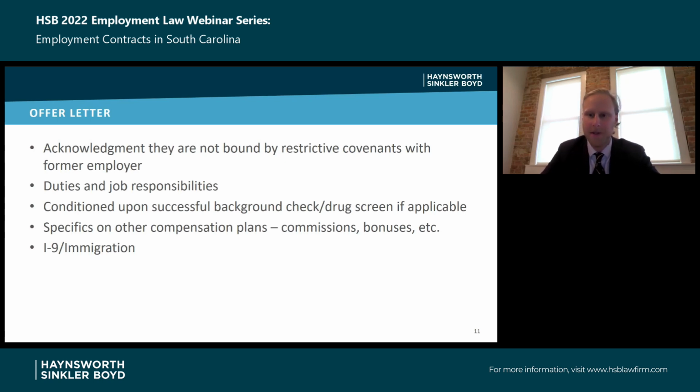Duties and job responsibilities, a note that the offer is conditional on a successful background check and/or drug screening as applicable. We talked about specifics on compensation plans, a note about I-9 immigration paperwork also. Those are just a couple of things. Back to my earlier point, that's why most clients draft something on their own that includes that terms of employment notice, because there's a lot of other stuff that you might want to have on an offer letter.